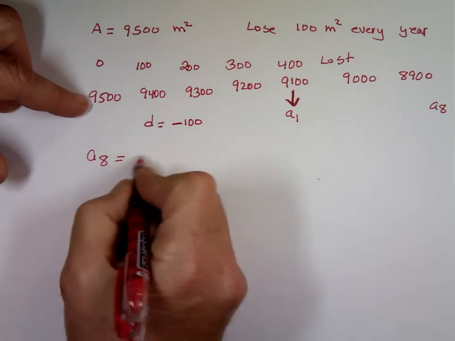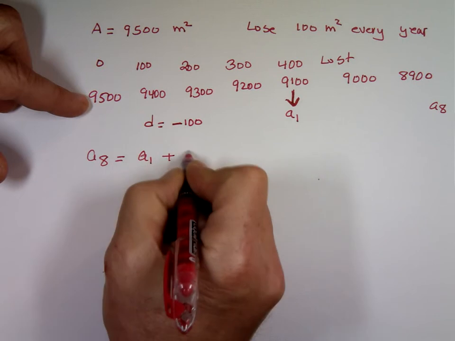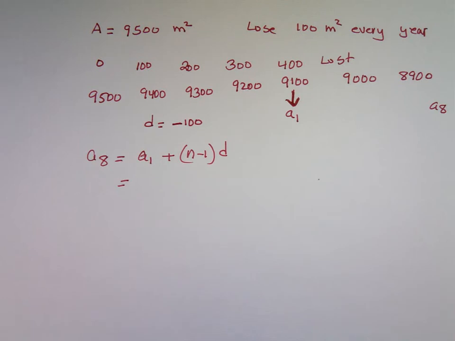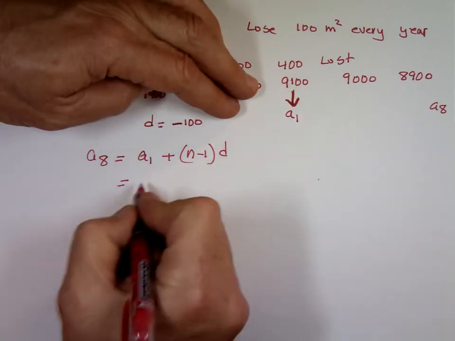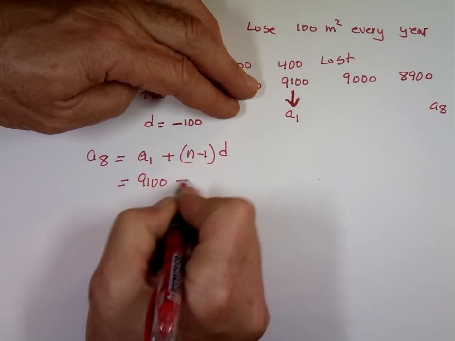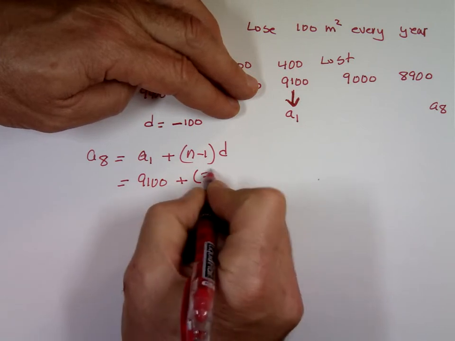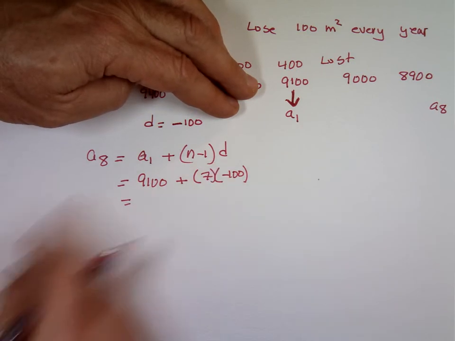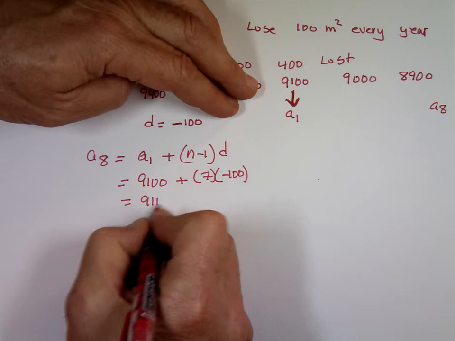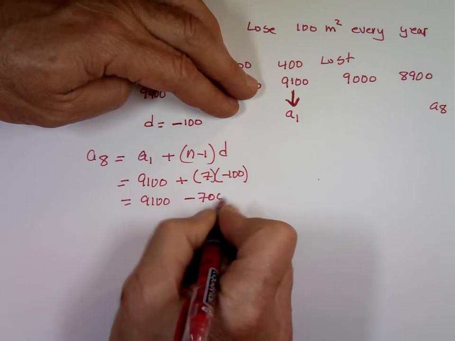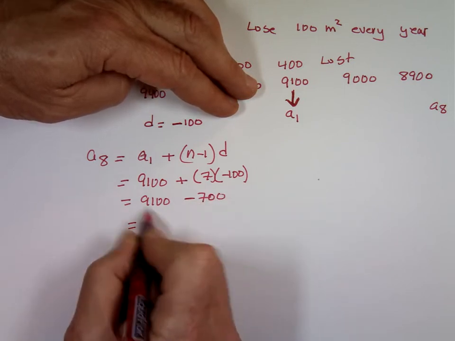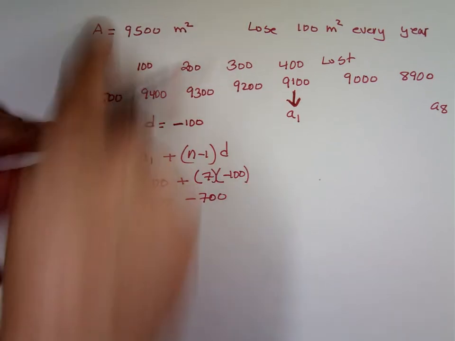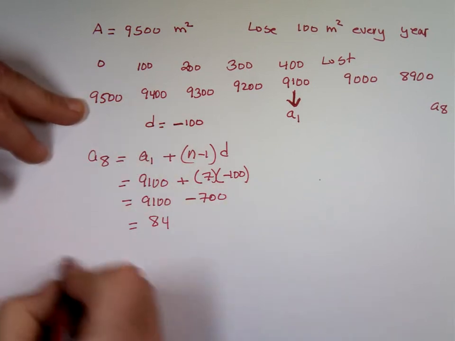So we have A1 plus N minus 1 times D. If you do it both ways, if you want to do it from this point at 91, that's 9,100 plus 7 times negative 100. Where do you get 7? N minus 1, 8 minus 1. Gotcha. And that will be 91 minus 700, which is 84.